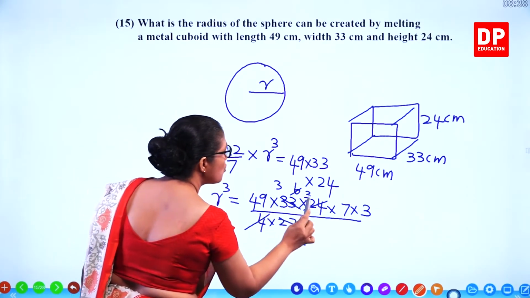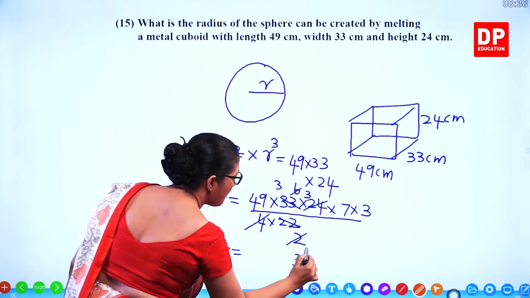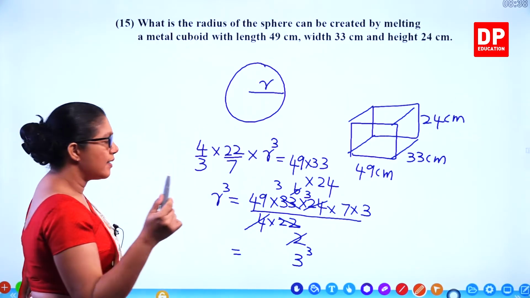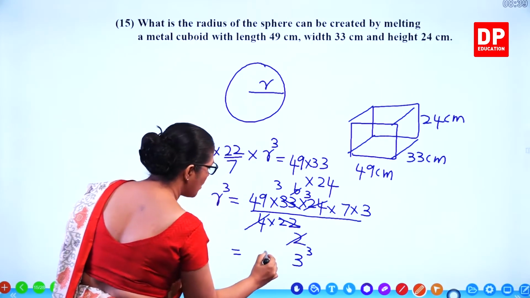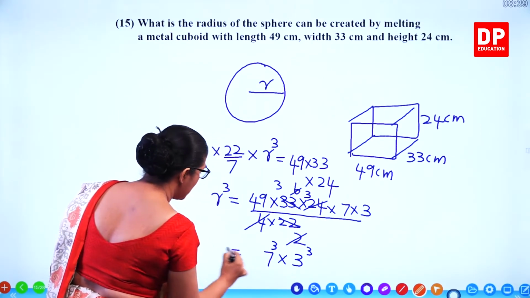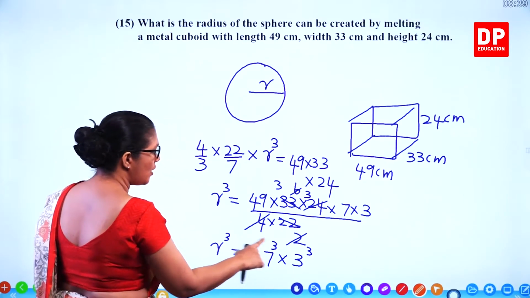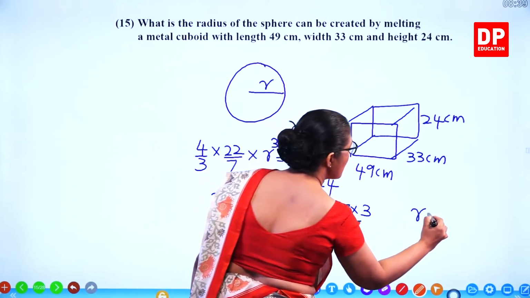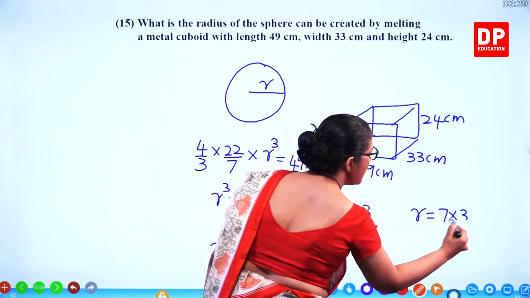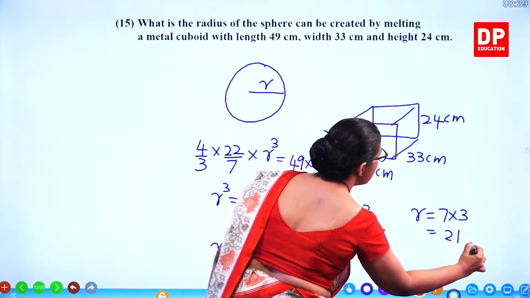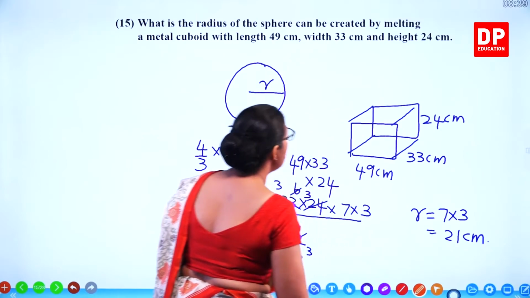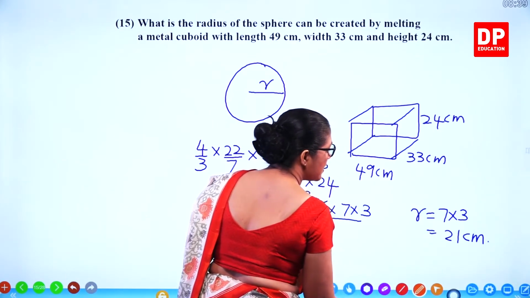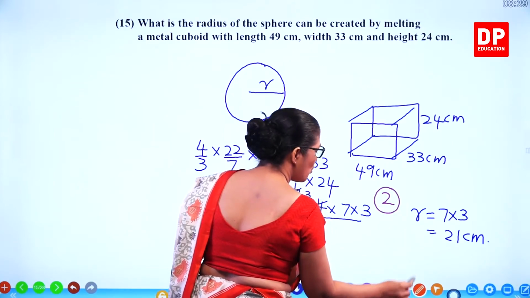Can you see? 1, 2, 3. 3 threes are there. And 7 and 49 is 7 squared. So you can write 7 to the power 3 is r cube. So all the powers are 3's. You can equate r is equal to 7 times 3. That's 21 centimeters. So the radius of the sphere is 21 centimeters. So you get 2 marks for that.